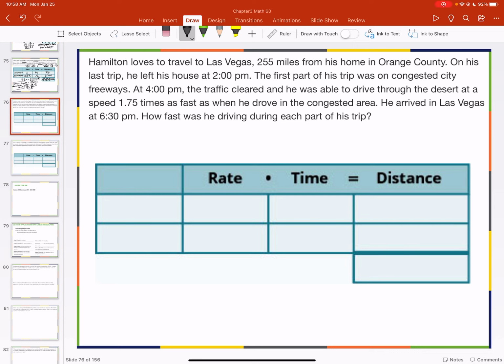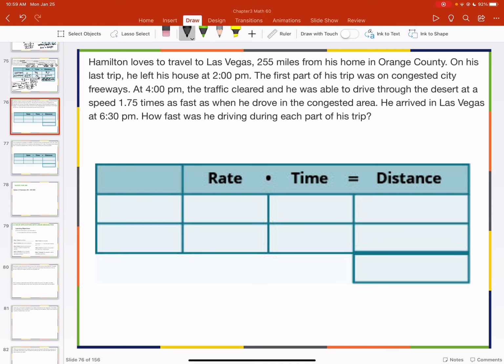Hamilton loves to travel to Las Vegas, 250 miles from his home in Orange County. On his last trip, he left his house at 2 p.m. The first part of his trip was on congested city freeways. At 4 p.m., the traffic cleared and he was able to drive through the desert at a speed 1.75 times as fast as when he drove in the congested area. He arrived in Las Vegas at 6:30 p.m. Okay, so let's see here. How fast was he driving during each part of his trip?